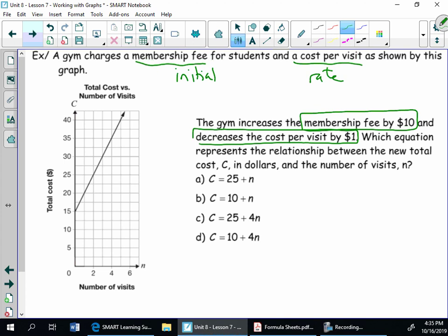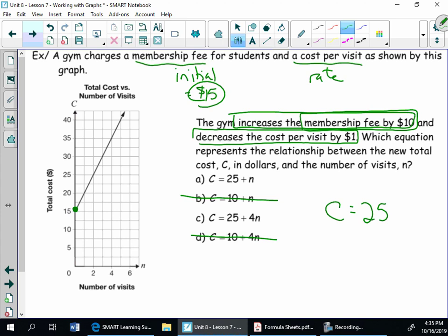Okay, well, to figure out the new one, I got to figure out the old one. So what was my old initial value? It looks like it started at 15. And what do we want to do to that? We want to increase the membership by 10. Okay, so I know my cost has to start at, if it was 15, and we go up by 10, it's got to be 25. So it can't be this one, and it can't be this one. What else do they do?